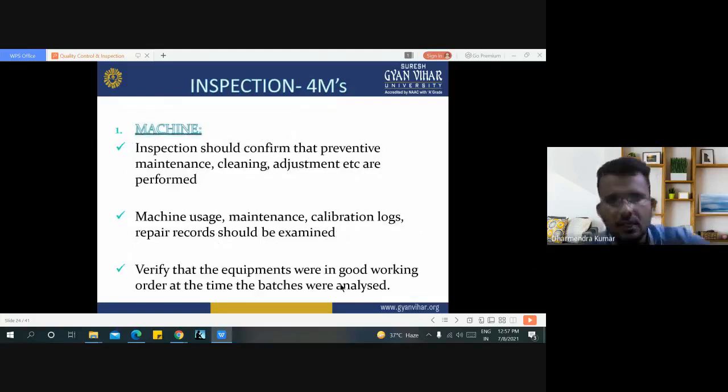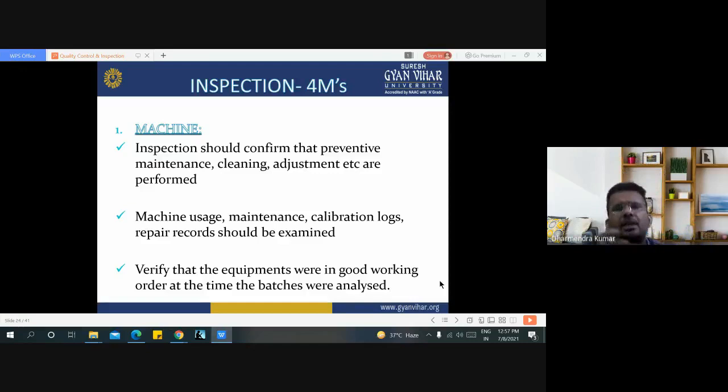Inspection 4M. First, we are talking about machines. Inspection should confirm that preventive maintenance, cleaning, and adjustment on machines are well performed. Machine usage, maintenance, calibration log, and repair log should be examined during the inspection process. Verify that the equipment was in good working order at the time the batches were analyzed.